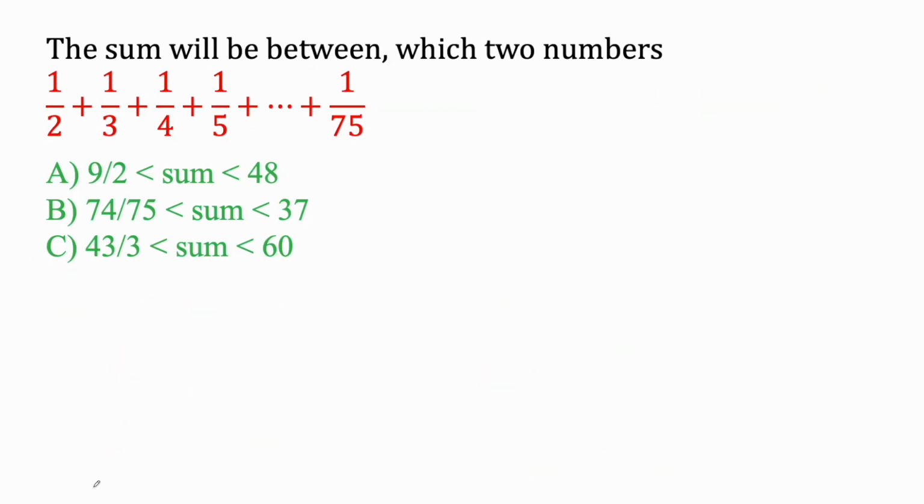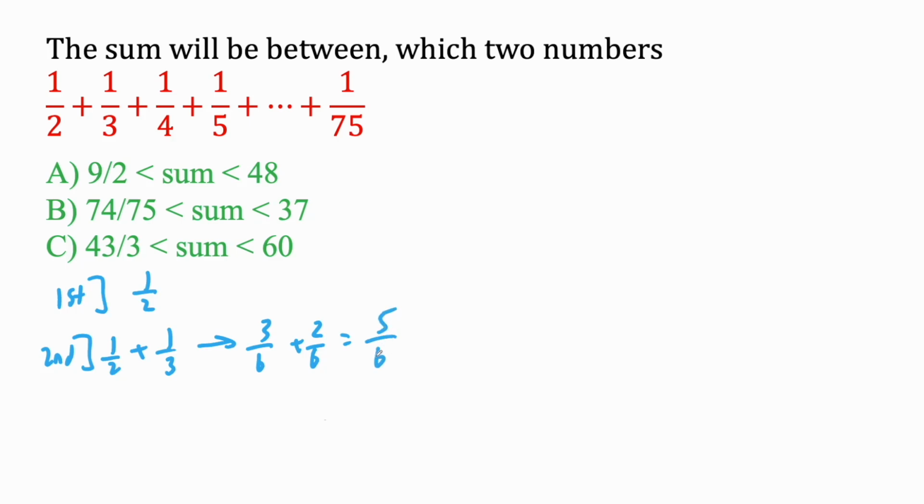Alright, this is our next problem. Again, we'll see if there's some sort of pattern. Let's see if the last method would work. So I have my first term, we got 1/2. The second term, we're going to get 1/2 plus 1/3. We need a common denominator, so I can get 3/6 plus 2/6 and get 5/6. So that pattern didn't work, but let's just do one more.